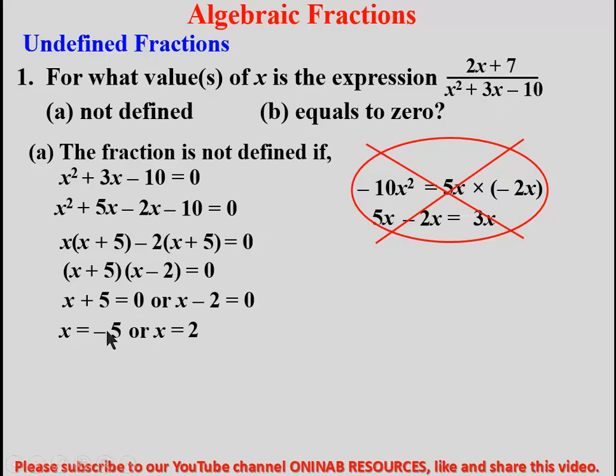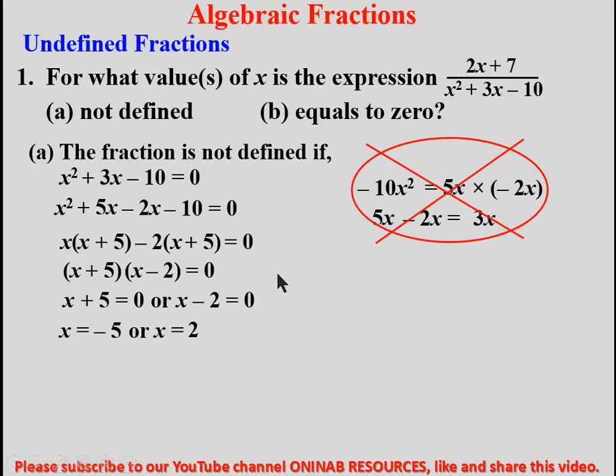If you substitute x = -5, the denominator becomes 0. So any number divided by 0 is undefined. If you also put x = 2, the denominator becomes 0, and the fraction becomes undefined.